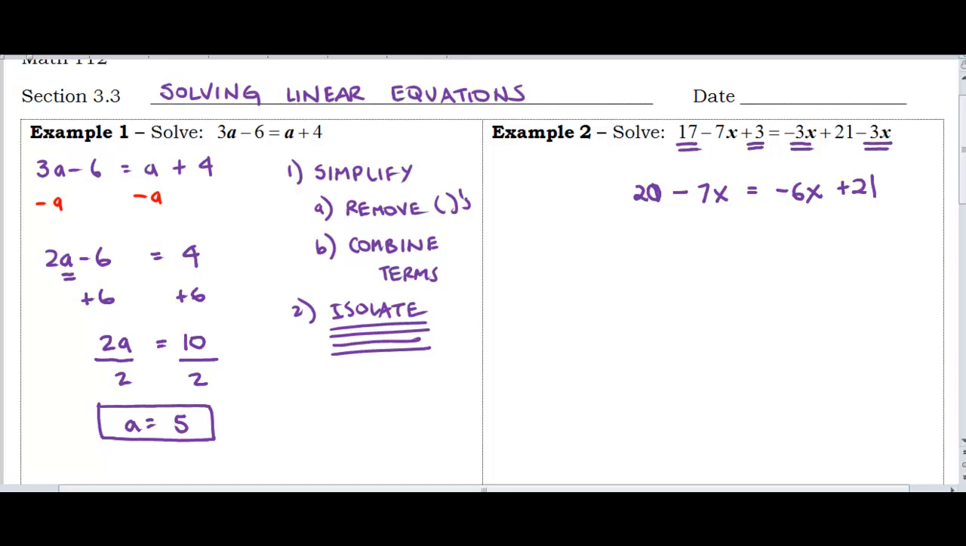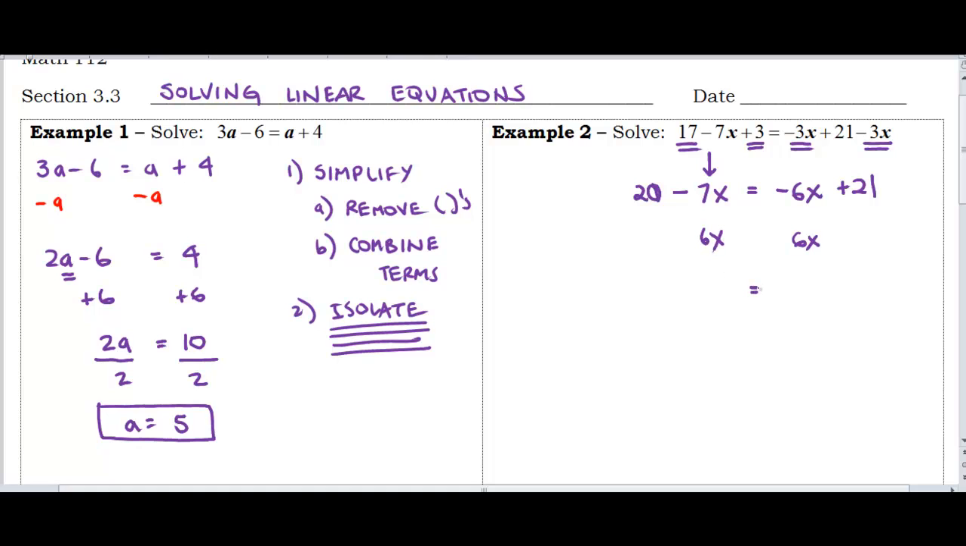Now, how many of you ended up with the x on the left? How many of you ended up with x on the right? Okay. I would recommend the right, but I'm going to go with the majority and see what happens. It doesn't matter, but you just have to be careful. So we're going to have the x end up on the left, which means we don't want it on the right. How do I get rid of negative 6x? Add 6x to both sides.